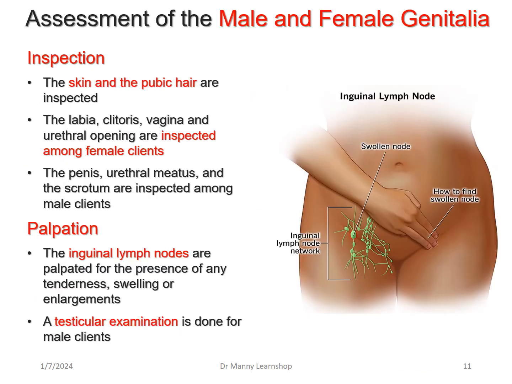When we assess the genitalia, whether it's male or female, we use the techniques of inspection and palpation. Inspection is to look at the skin. The pubic hair, the labia, the clitoris, the vagina, and the urethral opening are inspected among female clients. The penis, urethral meatus, and scrotum are inspected amongst male clients.